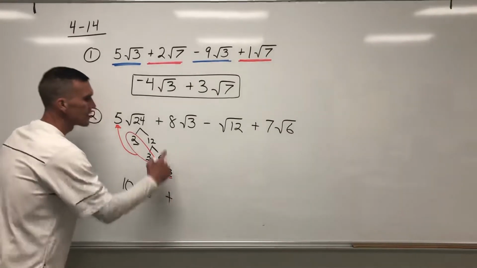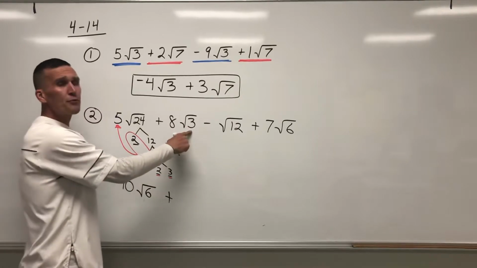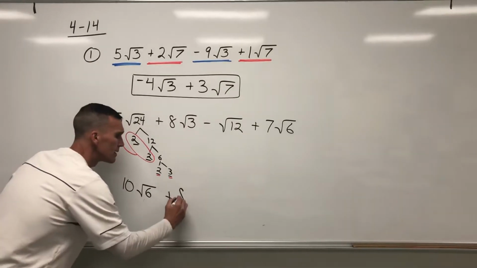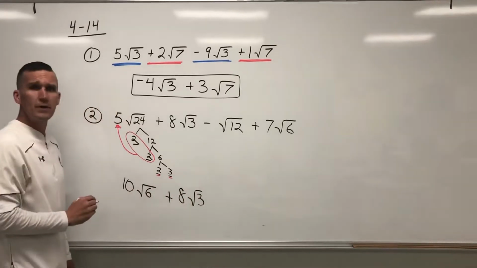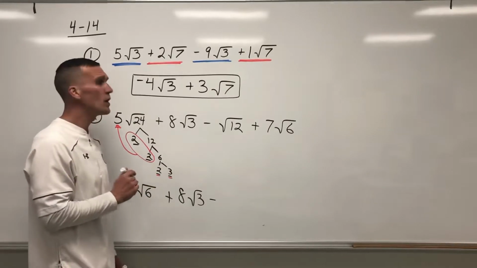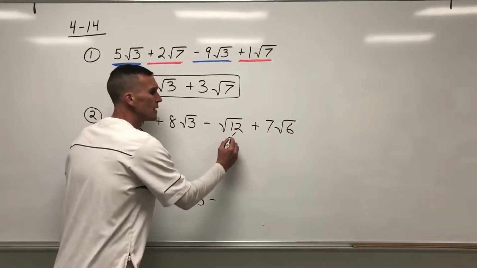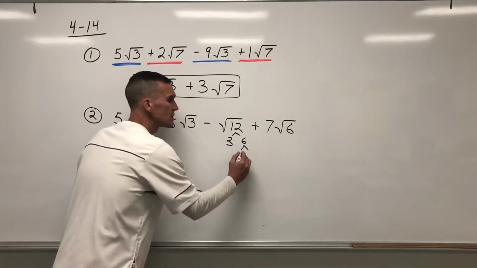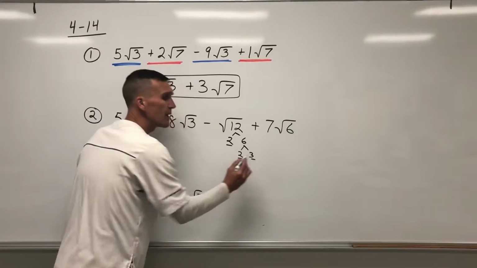Then I put a plus symbol. I look at 3 and it's prime. I actually don't have to break it down. So 8 rad 3 has to stay 8 rad 3. There's a minus symbol, and I see if I can break down 12. 12 is a composite number. It's 2 times 6, 2 is prime. 6 is 2 times 3, prime and prime.